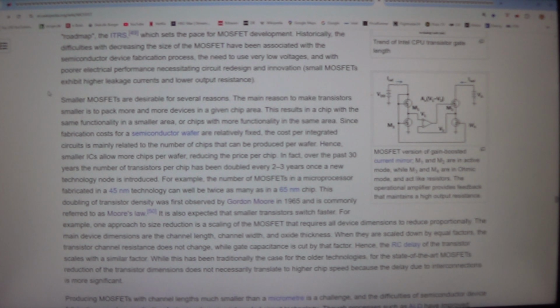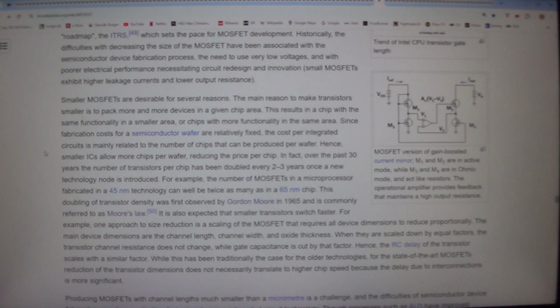The main reason to make transistors smaller is to pack more and more devices in a given chip area. This results in a chip with the same functionality in a smaller area, or chips with more functionality in the same area. Since fabrication costs for a semiconductor wafer are relatively fixed, the cost per integrated circuit is mainly related to the number of chips that can be produced per wafer. Hence, smaller ICs allow more chips per wafer, reducing the price per chip. In fact, over the past 30 years the number of transistors per chip has doubled every 2-3 years once a new technology node is introduced.